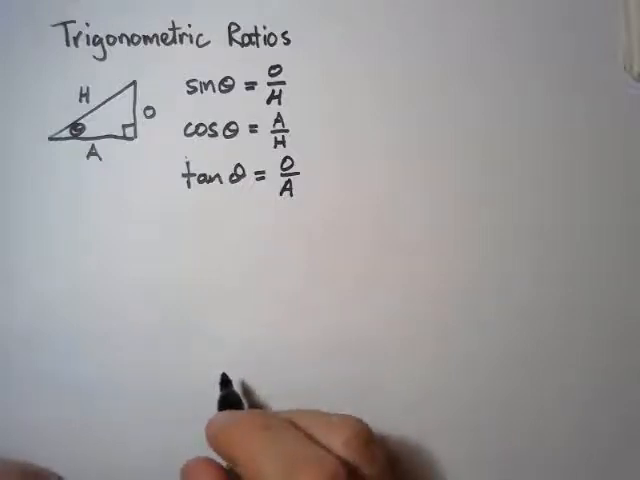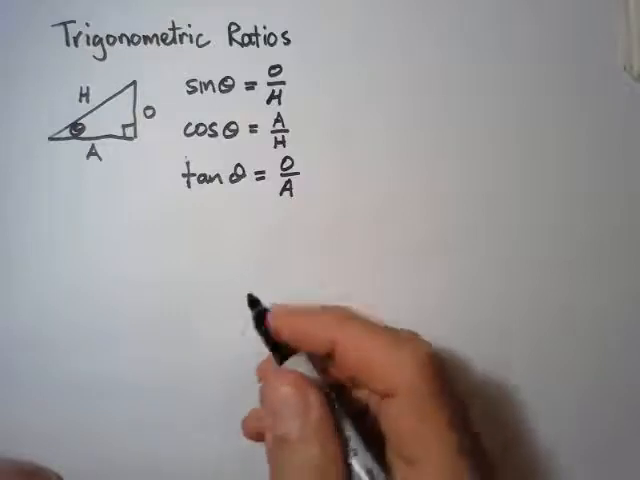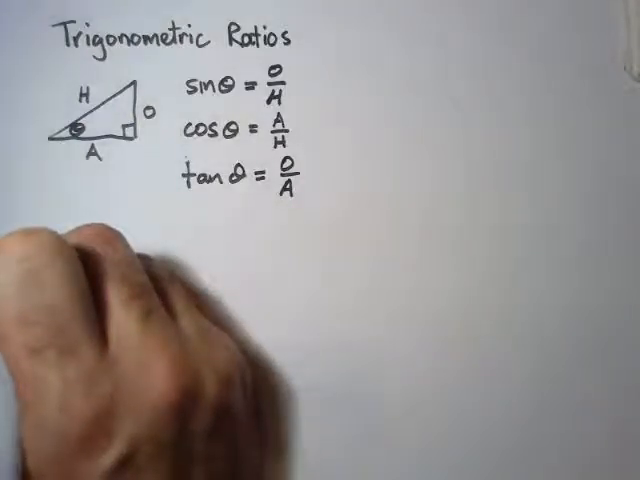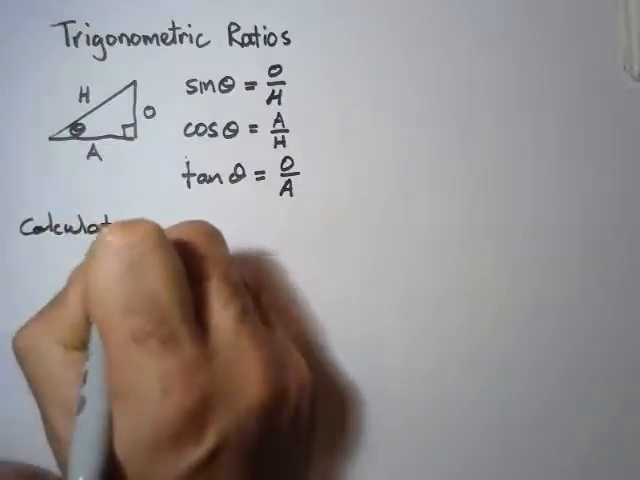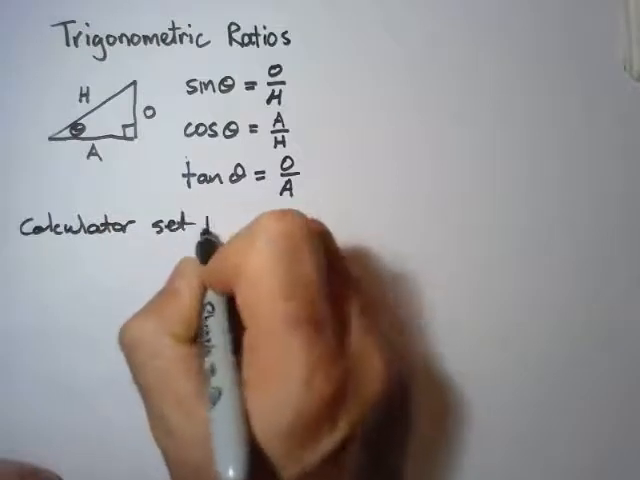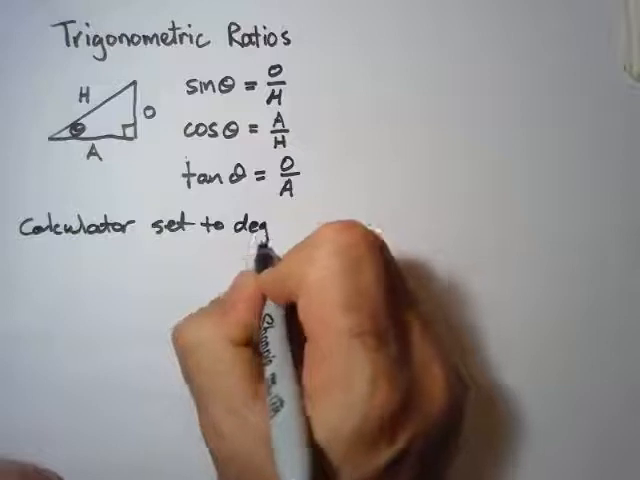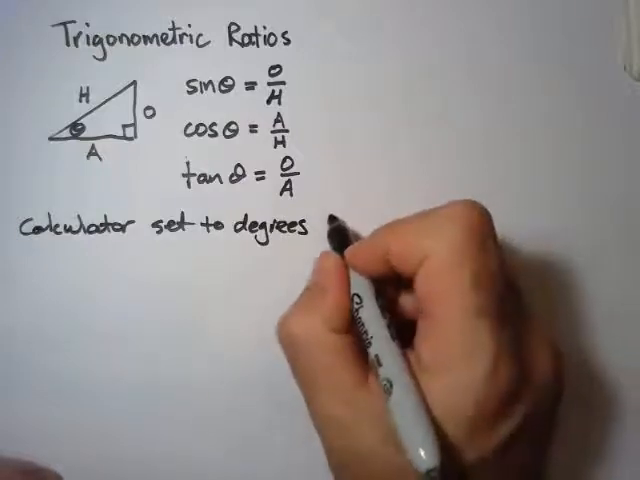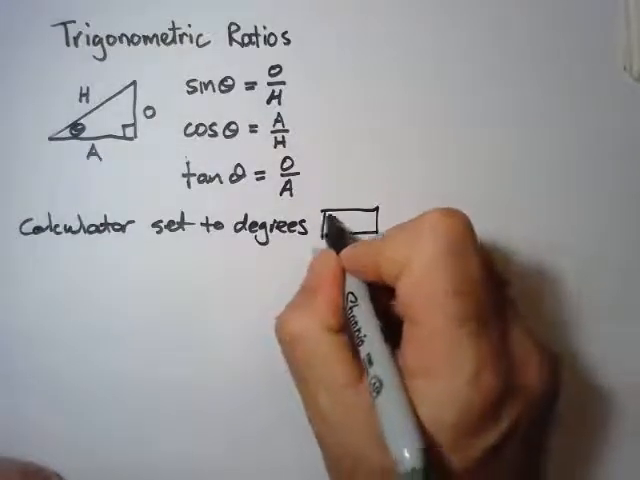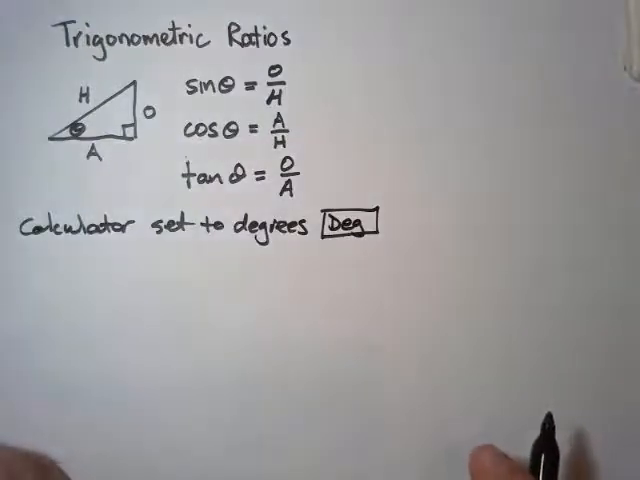Things that you need to make sure of is that when you use your calculator to find any of these angles, you have to make sure that your calculator is set to degrees. If you don't know how to do that, you need to find out. On your calculator at some place there will be something saying DEG, and that means that your calculator is in degrees.